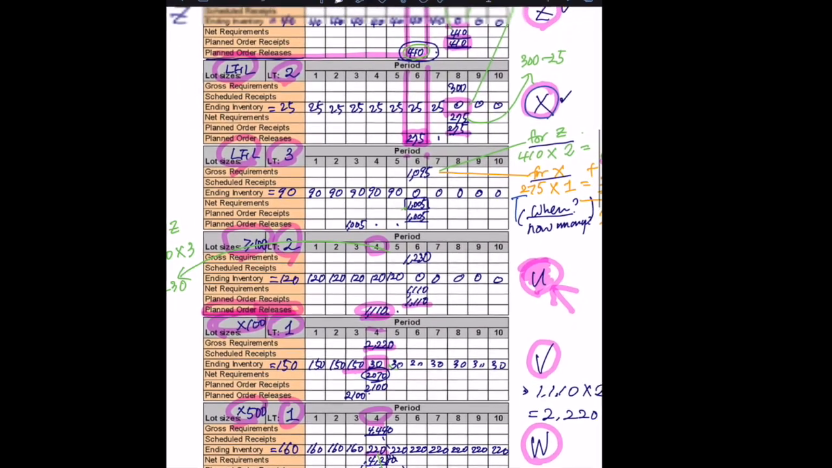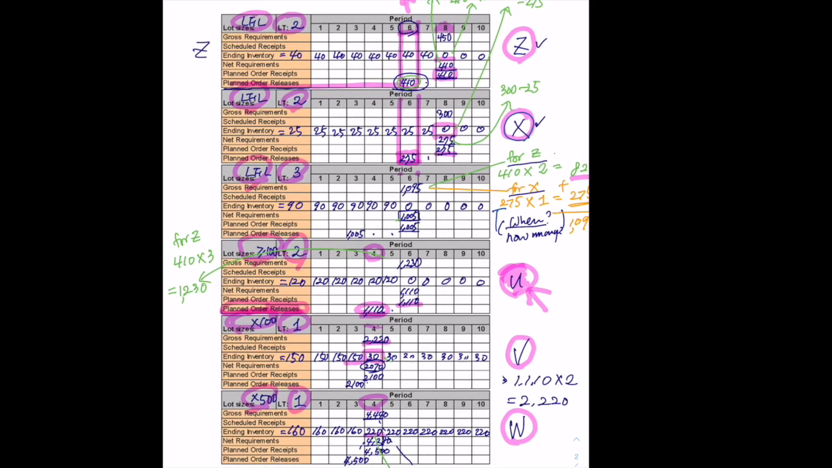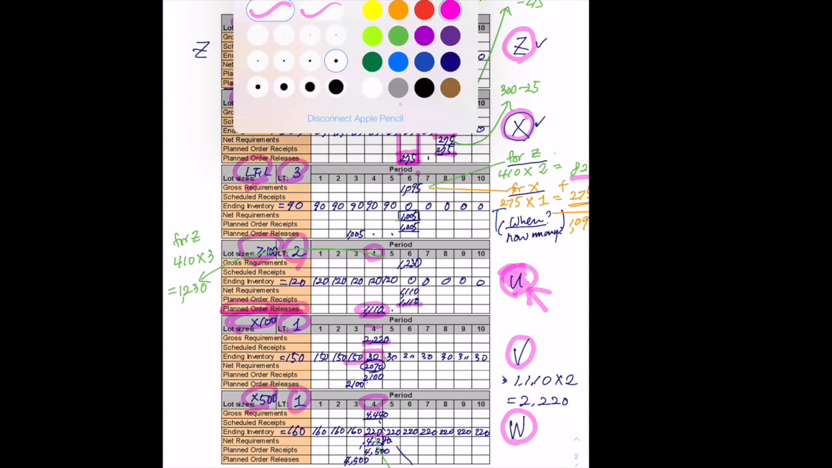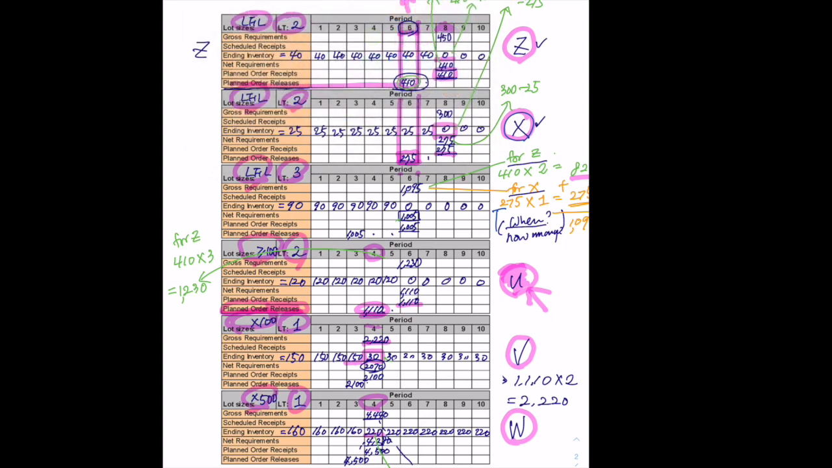Okay, so this is the answer for this question. So we got Z, X, and also here we have T. So T, U, V, W. 1, 2, 3, 4, 5, 6, all 6 items. So we completed the MRP matrix.